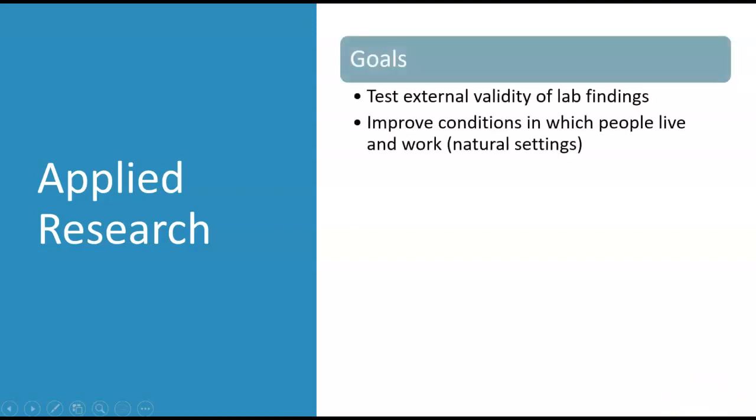There are a variety of goals for applied research. Sometimes what we're trying to do is to take findings from the laboratory and test them in an environment that's more realistic. So you may have a kind of, for want of a better way of describing it, a proof of concept with a laboratory finding. Then you want to take those findings and put them to work in a less controlled environment to see if they stand up. And that's what we mean by testing external validity.